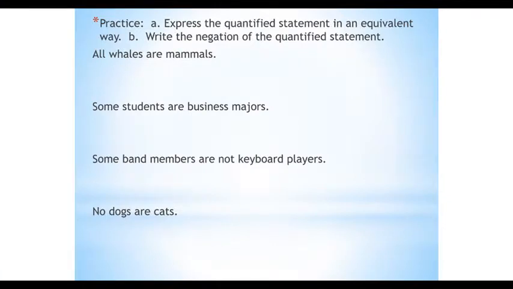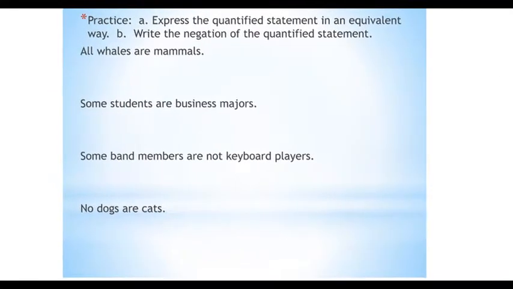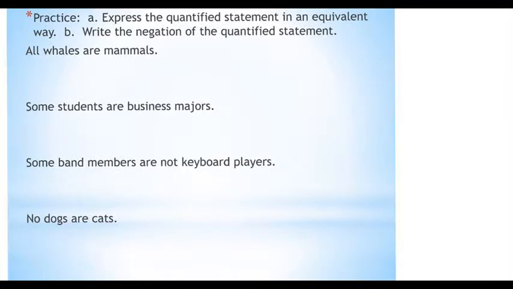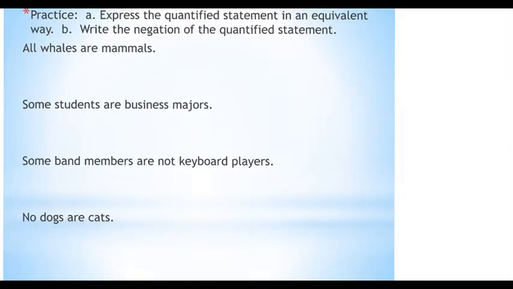Okay, so here we're looking at quantified statements. And quantified statements are statements that contain the words all, some, and no, or none. So what they want us to do is express the quantified statement in an equivalent way. So that means that it's going to be a statement that is equivalent to the original one. And then also write the negation of the statement. So for the first one, all whales are mammals.